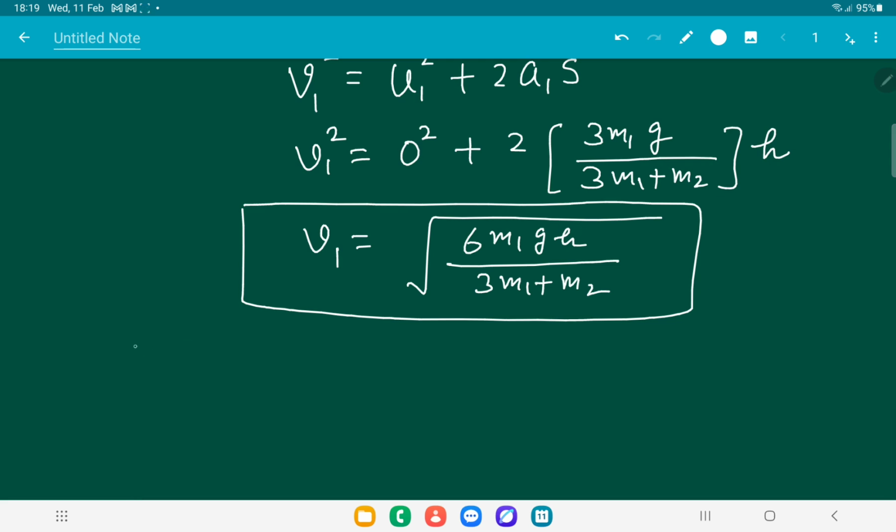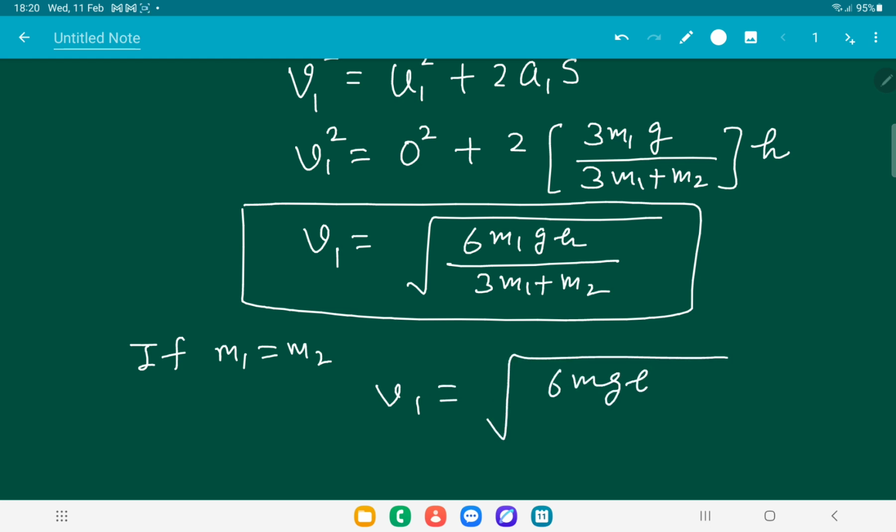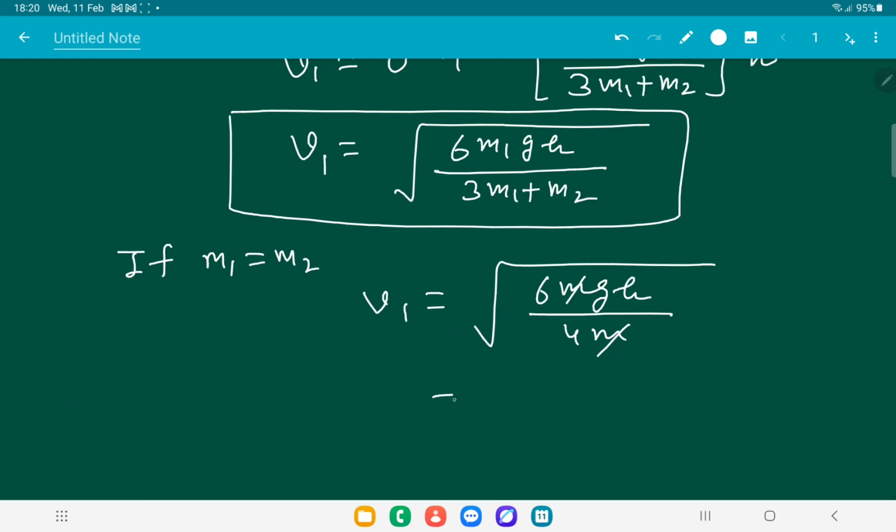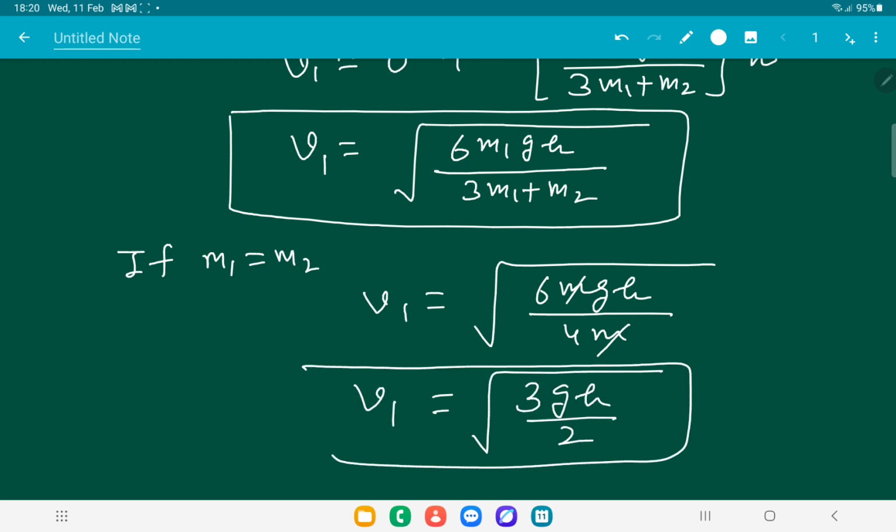As a special case, if we imagine that both the masses, meaning the hanging mass and the mass of the cylinder, are equal, so v1 will be equal to square root of 6mgh upon 4m. m cancels out, and that means under root 3gh over 2. So this is the velocity with which the mass will be moving, provided it is allowed to fall through a distance h. And that's the answer. So if the masses are unequal, this is the result. As a special case, this is the result.